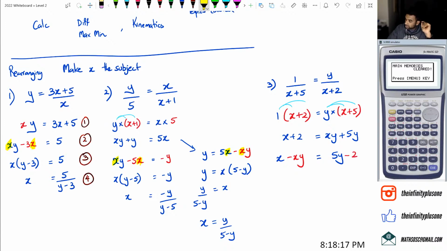That's good. And so the next thing is, let's have a look at our common factors. Our common factors are x. So we're going to take out x, and we're going to get x times (1 minus y) equals 5y minus 2. And then we can say that x equals 5y minus 2, and the whole thing divided by 1 minus y.